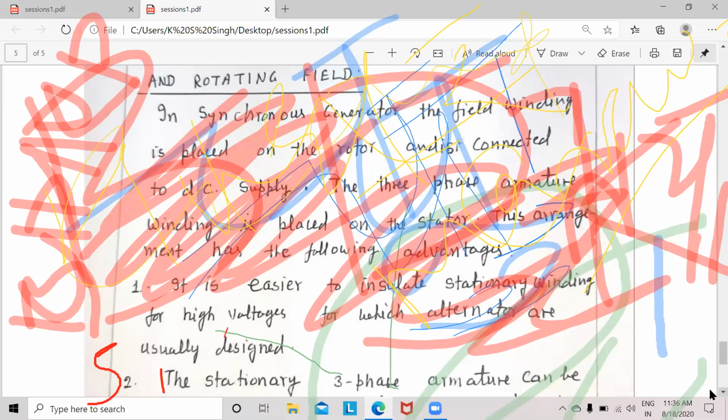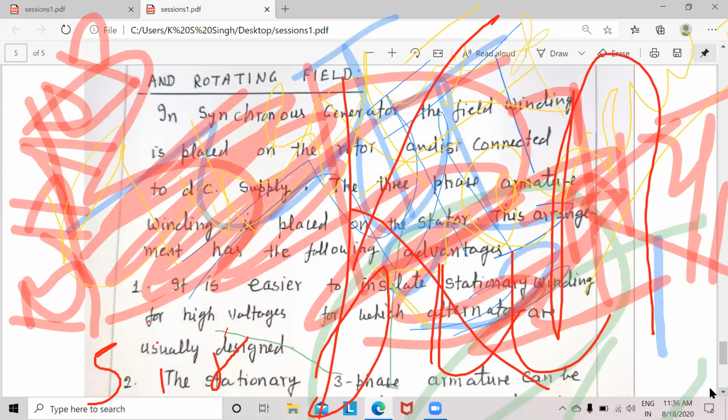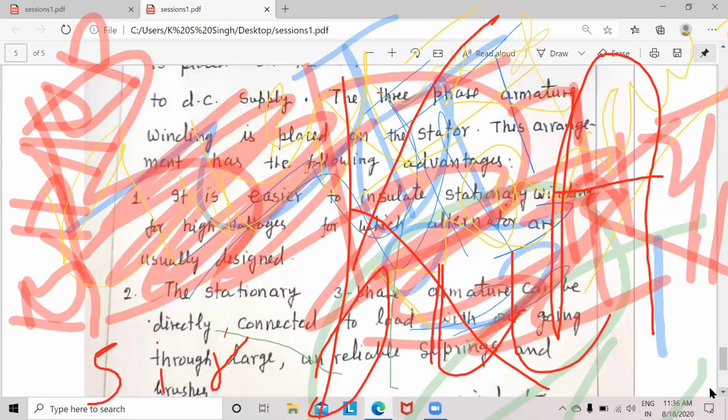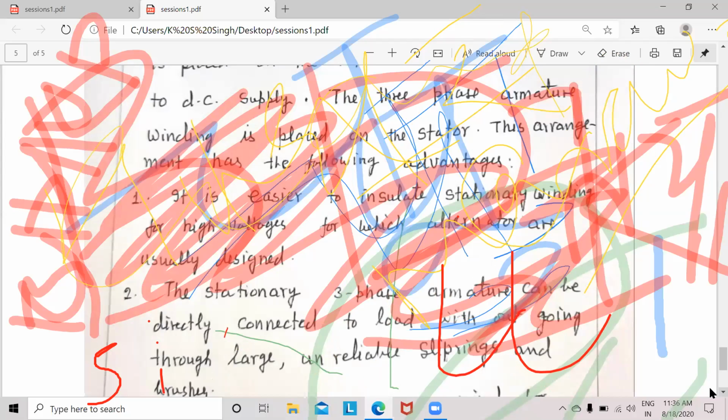And since the voltage induced in the case of a synchronous generator is more, it is easier to insulate a stationary winding for high voltage, for which alternators are usually designed. So this is the second advantage of using the armature winding in the stator: the stationary three-phase armature can be directly connected to the load without going through large, unreliable slip rings and brushes.